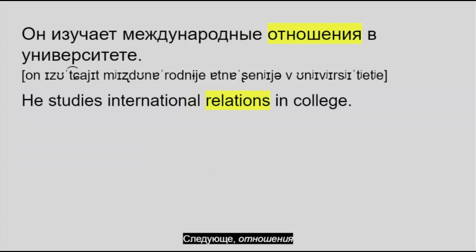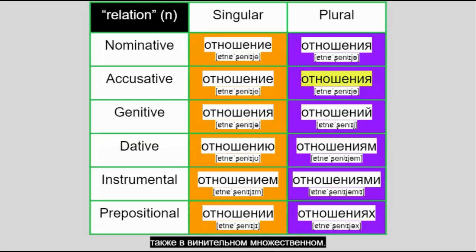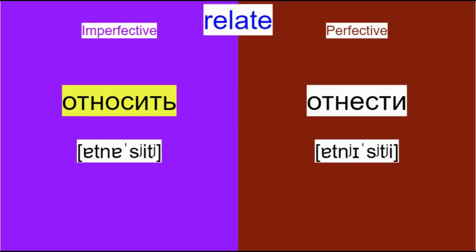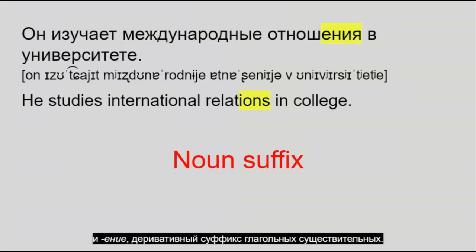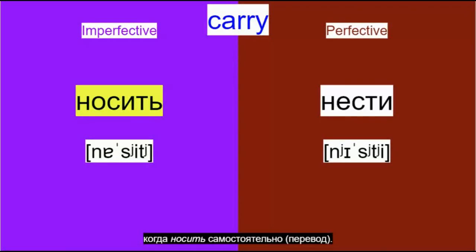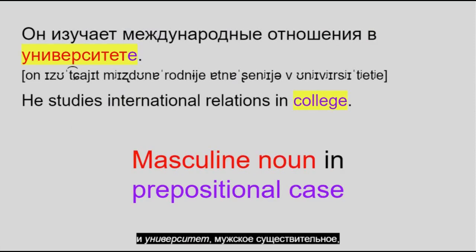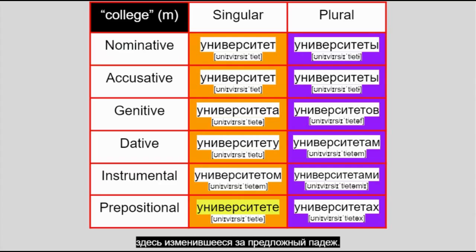Next, отношения means relations and is also an accusative plural. It's a verbal noun coming from относить, meaning relate, and -ение, the verbal noun derivative suffix. От is a prefix meaning from, by, or on behalf of, while носить on its own means carry. Moving on, в means in, although it's a bit more complicated than that, and университет, a masculine noun, means college or university, here inflected for prepositional case.